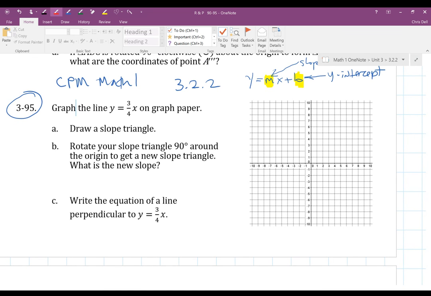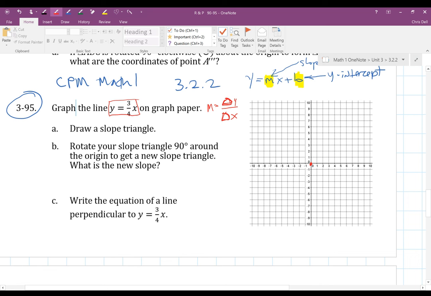So let's graph this thing. I'm going to start with my y-intercept, which we notice this equation doesn't have a plus b, so it's really 0. We're going to start at y equals 0. And then our slope is 3/4, right? So slope, remember, m represents change of y over change in x. These symbols are delta y, delta x, which means change in y over change in x.